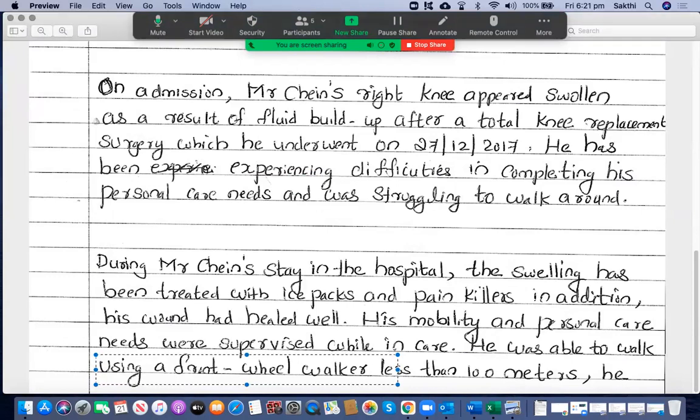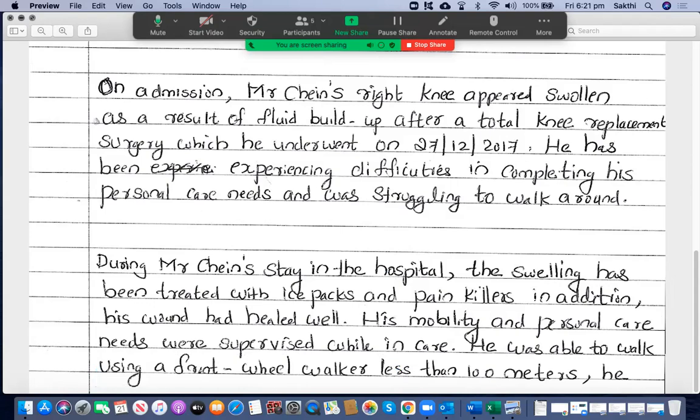Okay, that is the best way of writing down the information in the correct order. If you misplace them, it doesn't convey the information effectively. Do you know what I mean? Okay, so he was able to walk using a front wheel walker less than 100 meters, and then comma he. I don't know why you haven't used and in between.